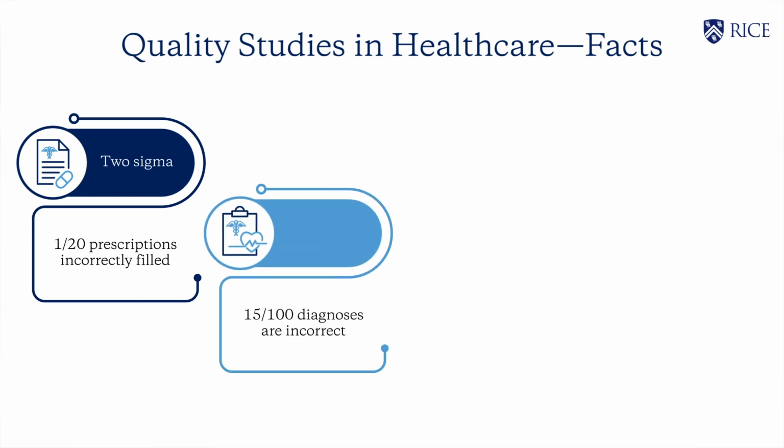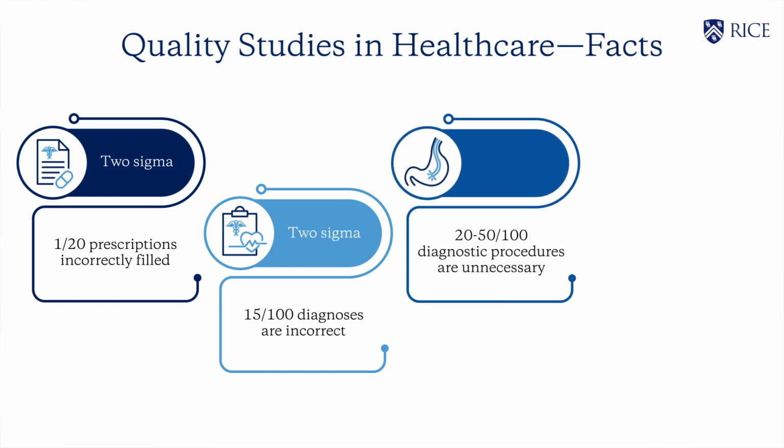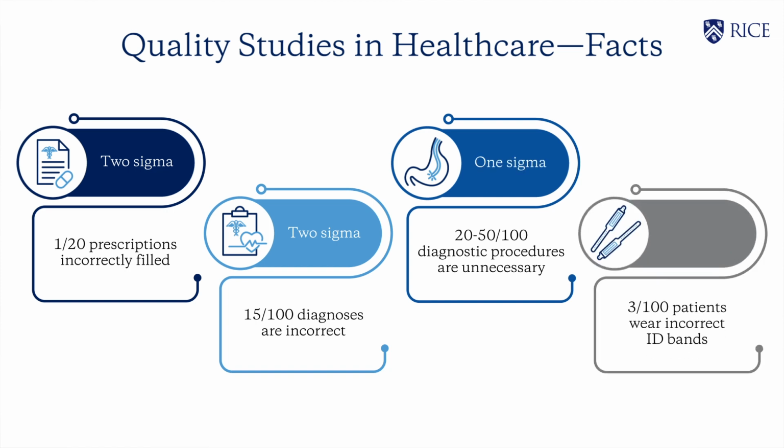15 out of 100 diagnoses are believed to be incorrect. This again is about a 2 sigma result. Between 20 to 50 out of every 100 diagnostic procedures are believed to be unnecessary. This is about a 1 sigma result. And 3 out of every 100 patients are wearing an incorrect ID band. This again is about a 3 sigma result.